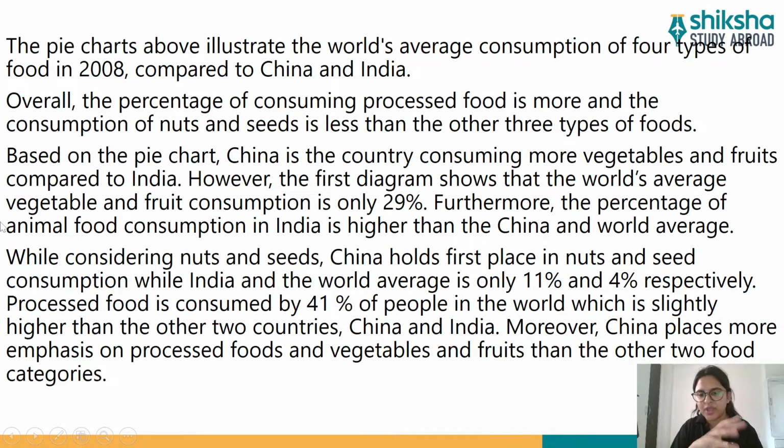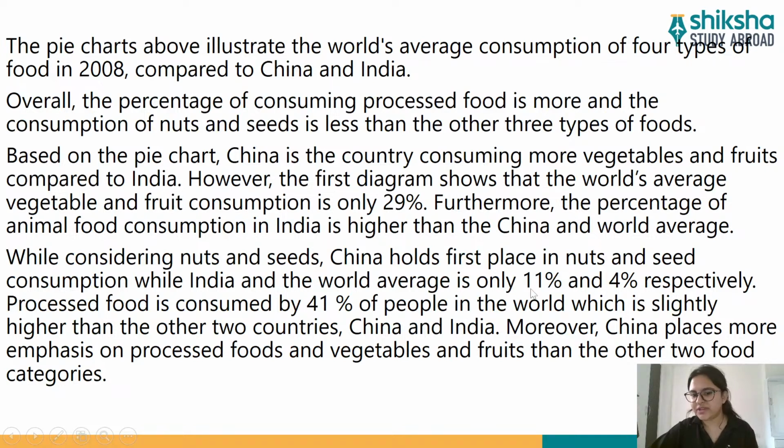So you have to look into every division, which is more, which is least, which is the highest, or is there anything which is stable, and you have to highlight all these comparisons in your third and fourth paragraphs. Now the last paragraph says, while considering nuts and seeds, China holds first place in nuts and seed consumption, while India and the world average are only 11% and 4% respectively. So you can see here how the comparisons have been made with the help of the units, the numbers, and even the percentage sign. Please do not forget this. This is equally important as the number.